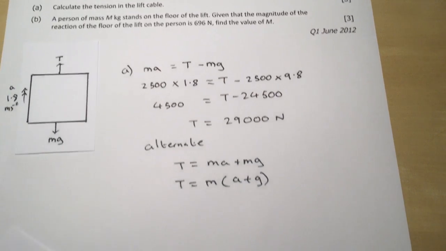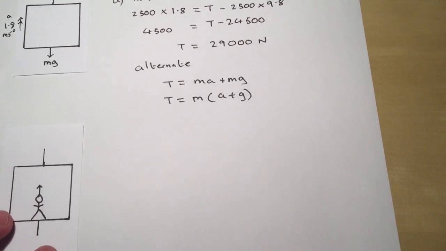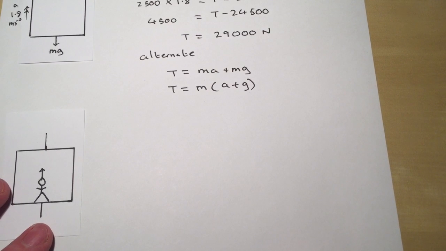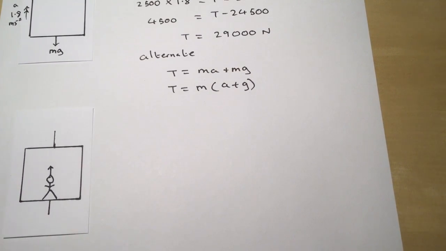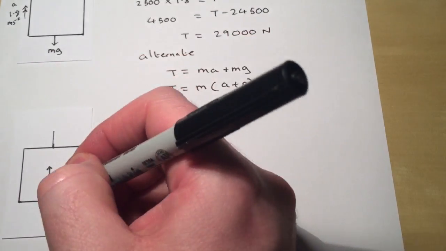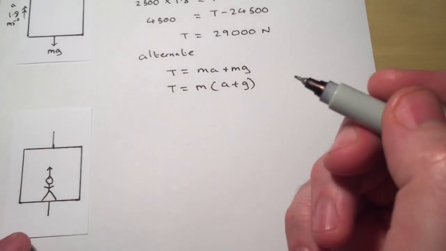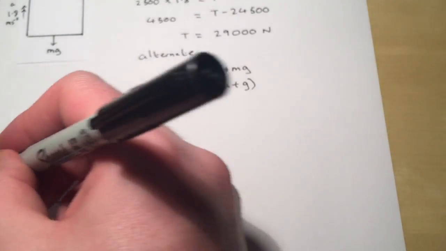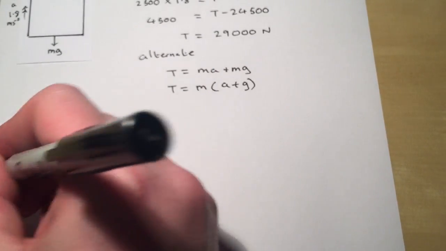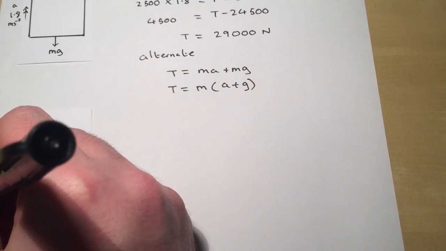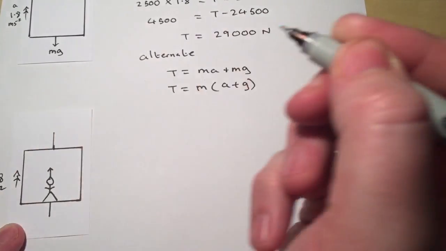So as before, a diagram, just so I can see what's happening. I've got a person in there as well. This time, we don't really care about the tension outside. I shouldn't really even have drawn those bits. All we care about now is what's happening inside the lift. So it's still accelerating at 1.8 meters per second squared.